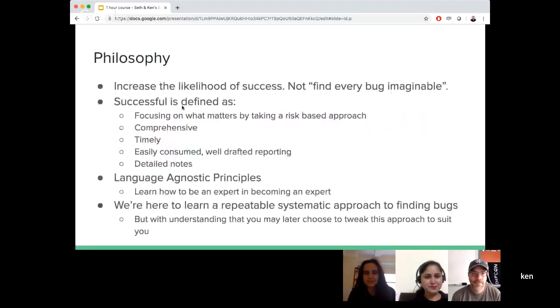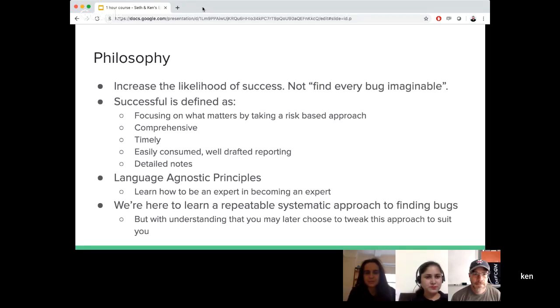All right, so we're going to talk a little bit about philosophy real quick, because it's very important to understand what you're going for when you do code reviews. You'll notice the first bullet point there is you're not finding every bug imaginable. That's absolutely true. It's not even worthwhile, I would argue, and Seth would argue, to find every tiny bug that might exist. You're going for the most impactful things.